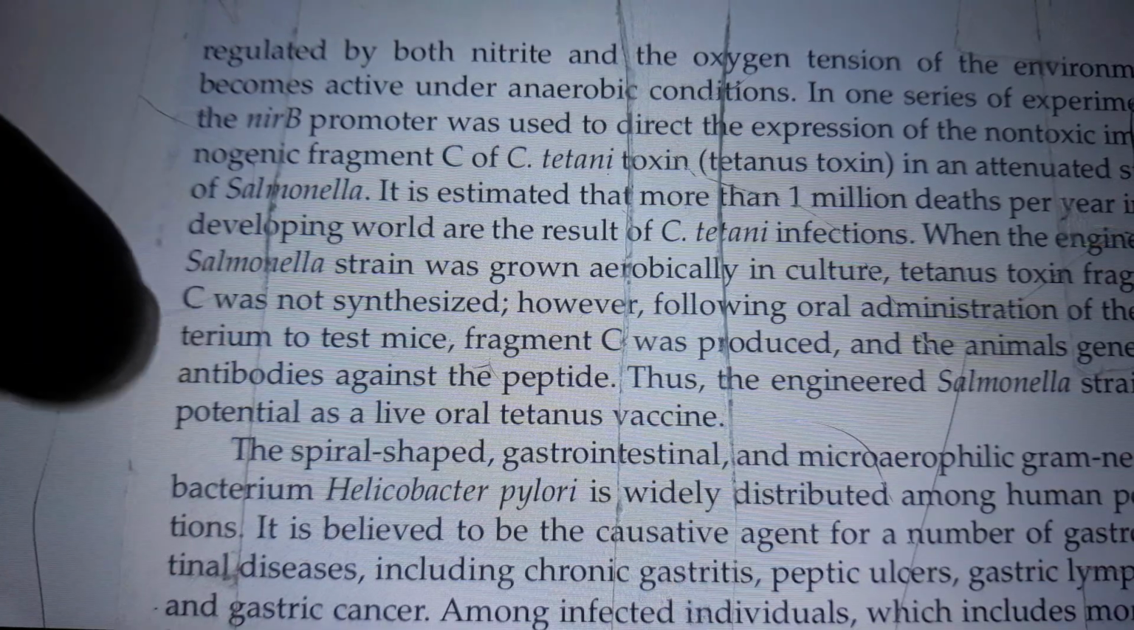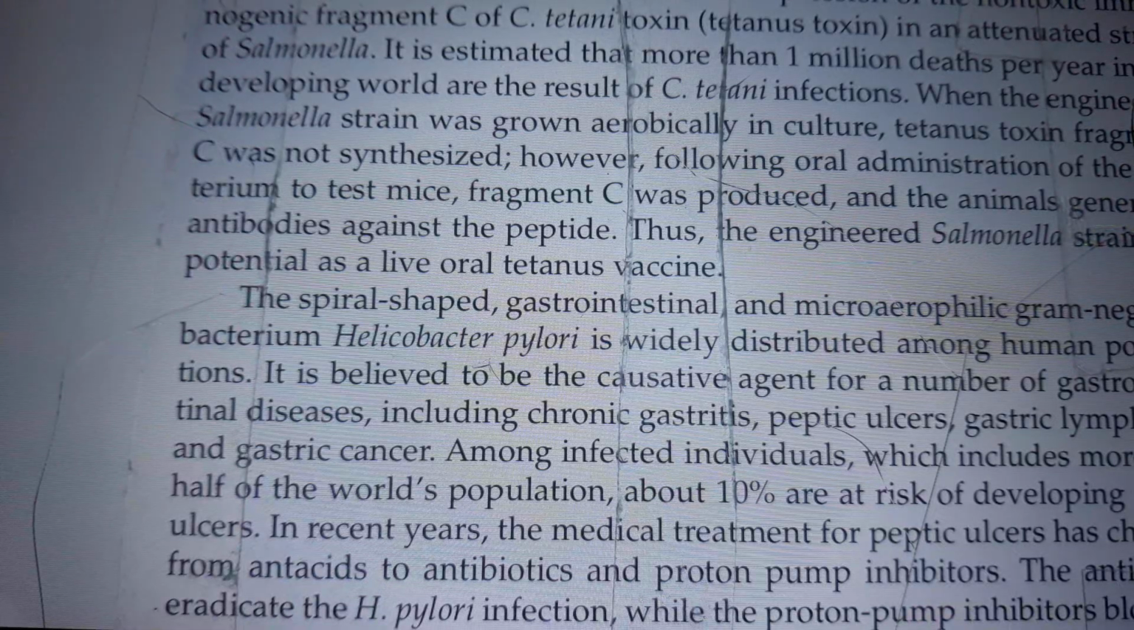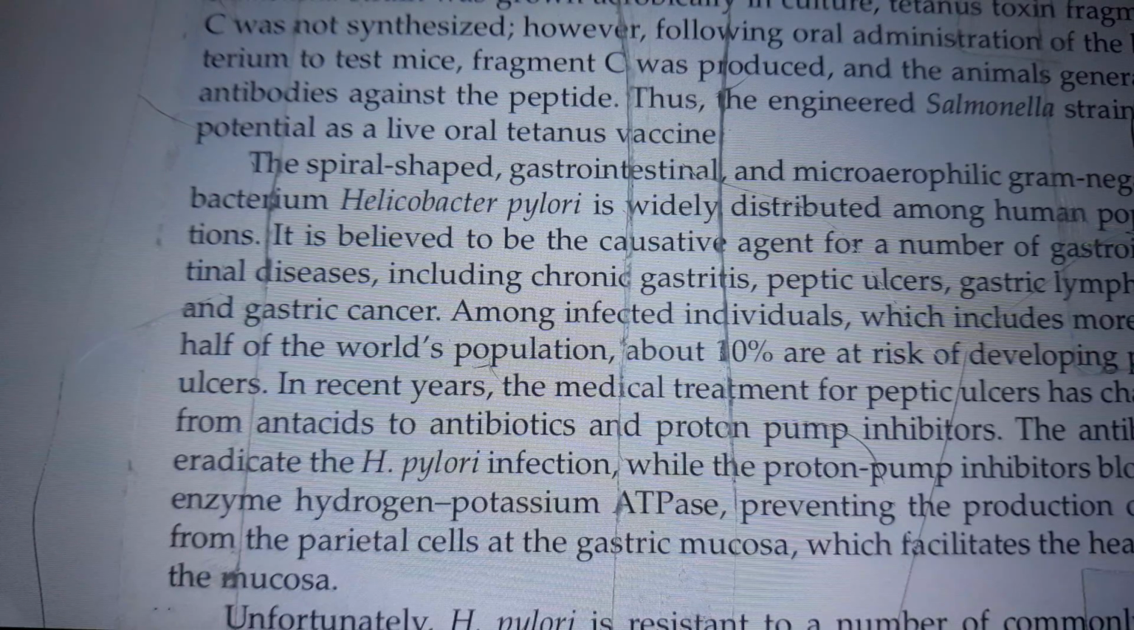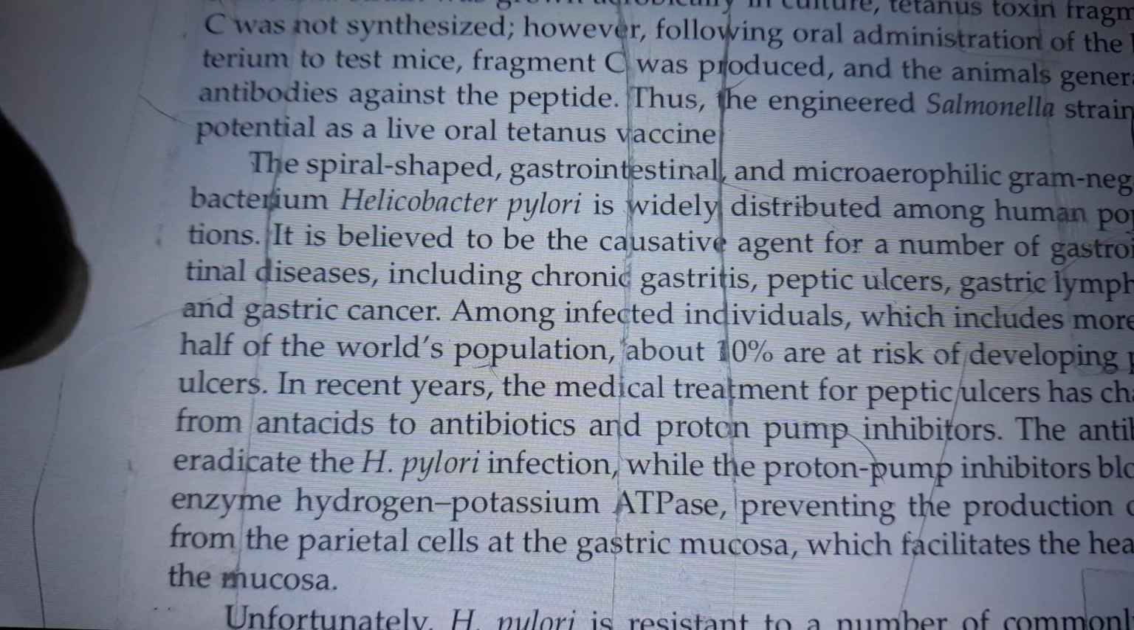It is estimated that more than 1 million deaths per year in the developing world are the result of C. tetani infections. When the engineered Salmonella strain was grown aerobically in culture, tetanus toxin fragment C was not synthesized. However, following oral administration of the bacterium to test mice, fragment C was produced and the animals generated antibodies against the peptide. Thus, the engineered Salmonella strain has potential as a live oral tetanus vaccine.